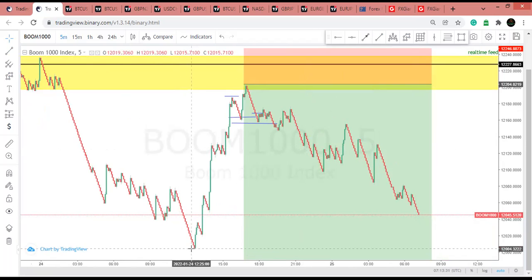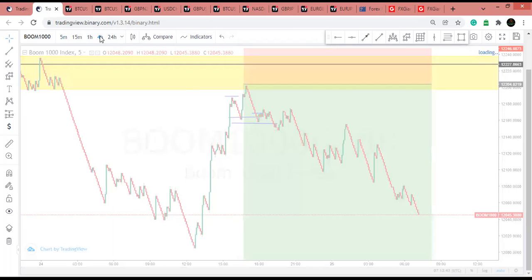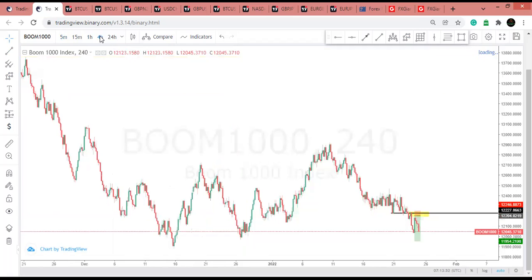That's 12000. That's where I'm looking at as the place of my first target. I'll close 80% of my trade at this point. And let me go to the higher time frame and see. Probably I'll get another point to look for. Let me see.